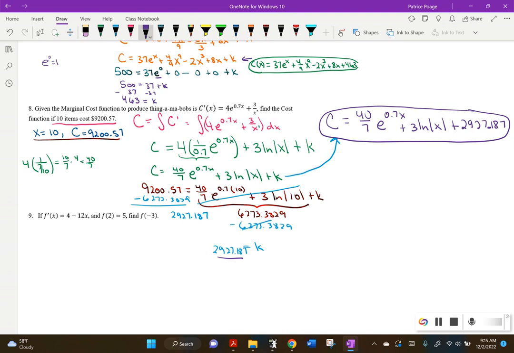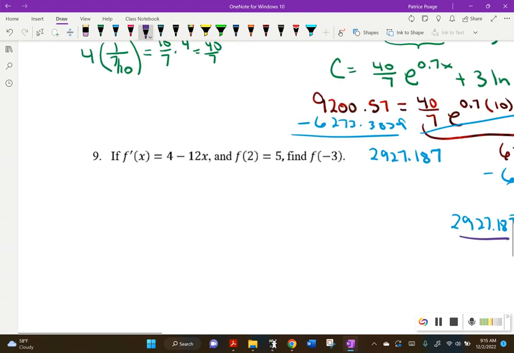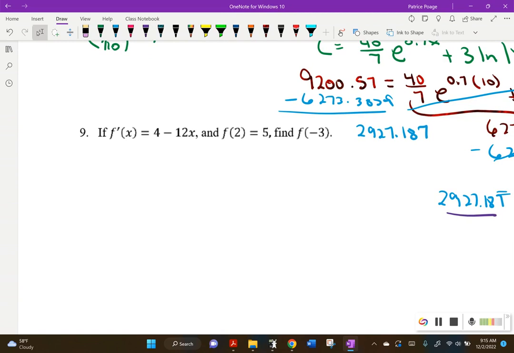Alrighty, that was exciting. Okay, and the last problem here, number 9. So it says if the derivative of f of x equals 4 minus 12x, and f of 2 equals 5, that's a point. That's telling me when x equals 2, y equals 5 on the original function. It wants me to find f of negative 3. So it's wanting me to plug in x equals negative 3 and see what y equals.